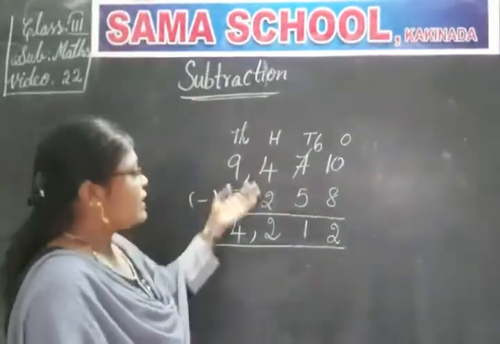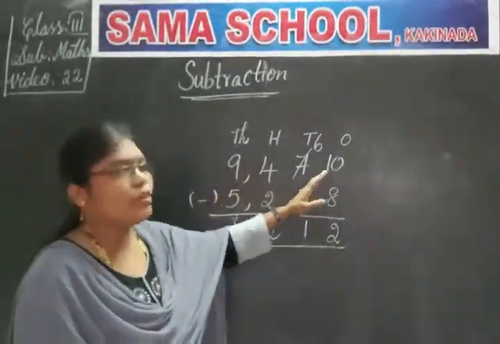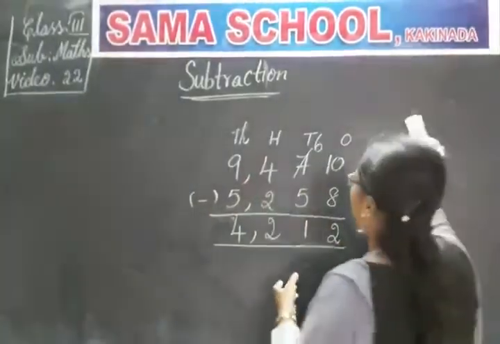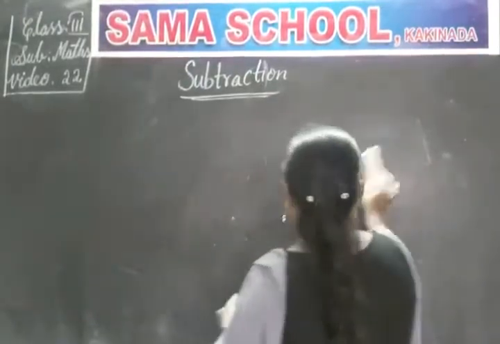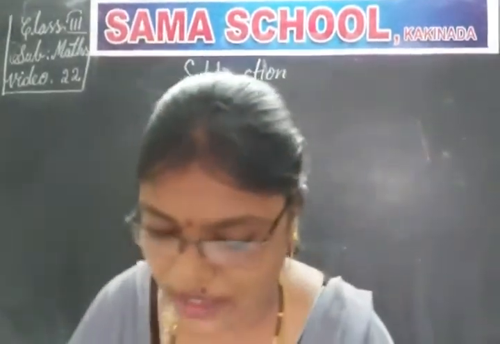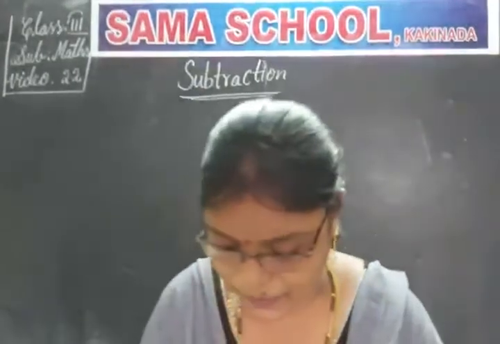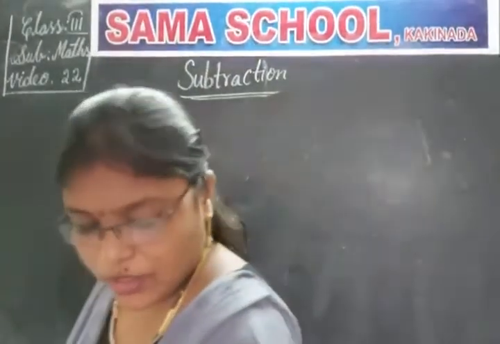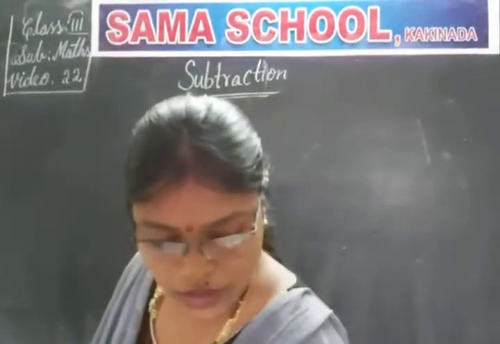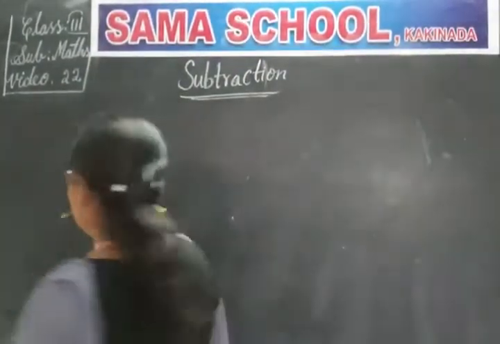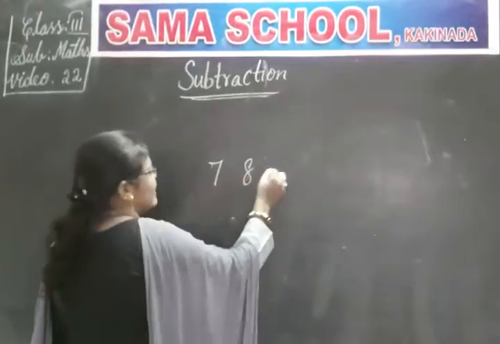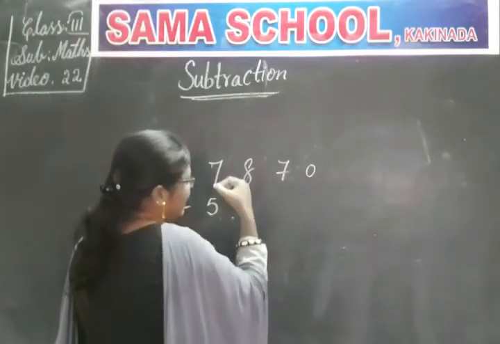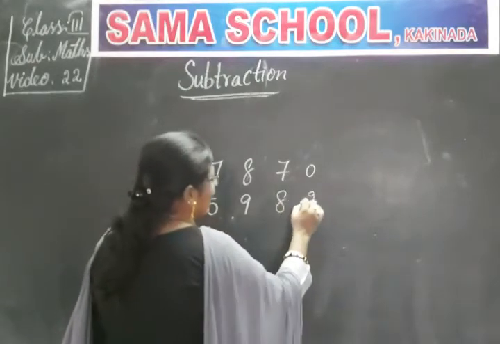Okay. See, it is also a very simple subtraction. We have borrowed for only one place. Yes or no? Let's take another example: 5870 minus 5982.